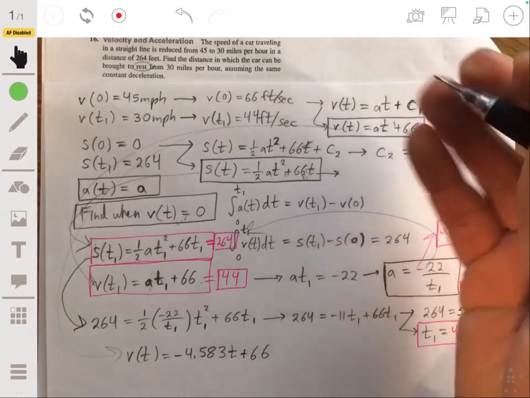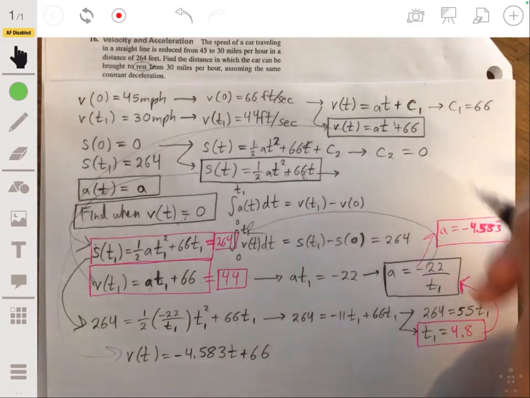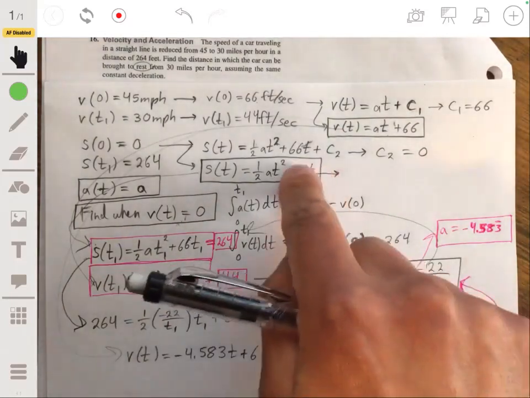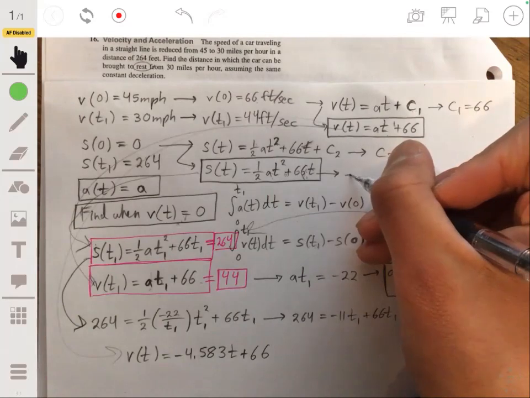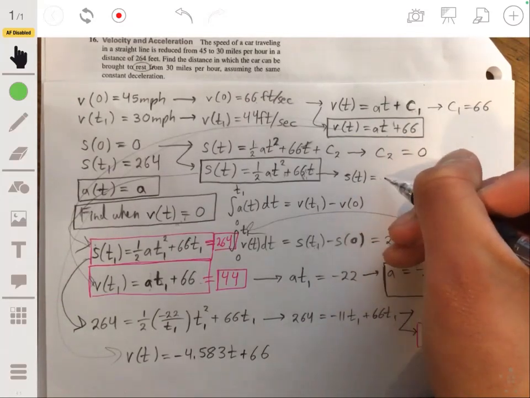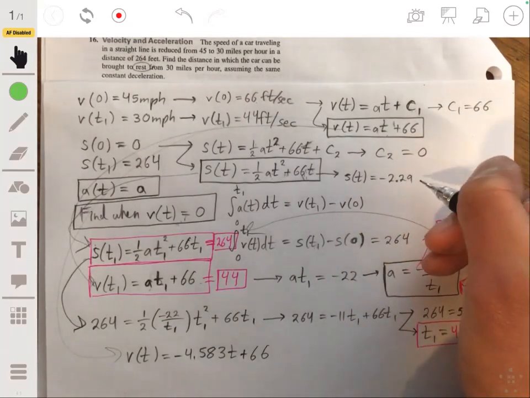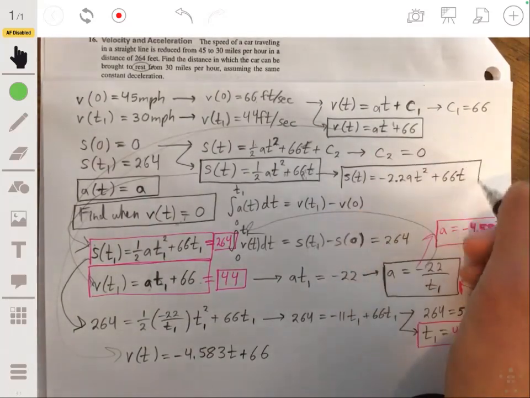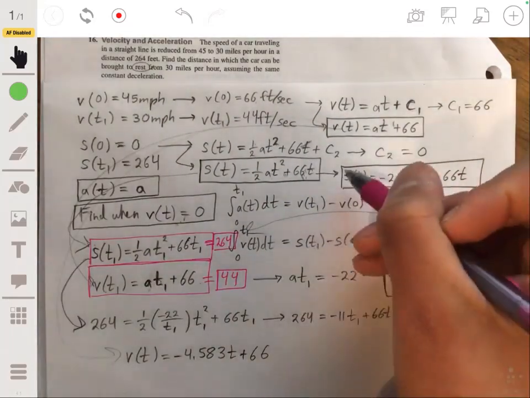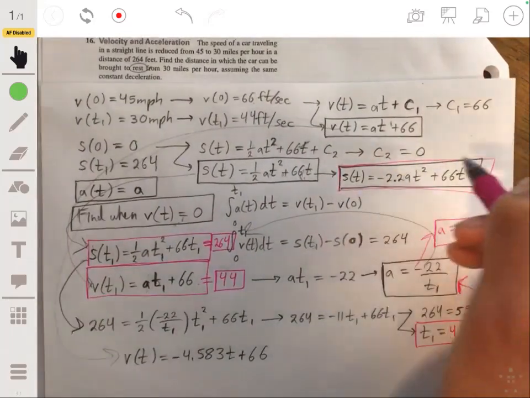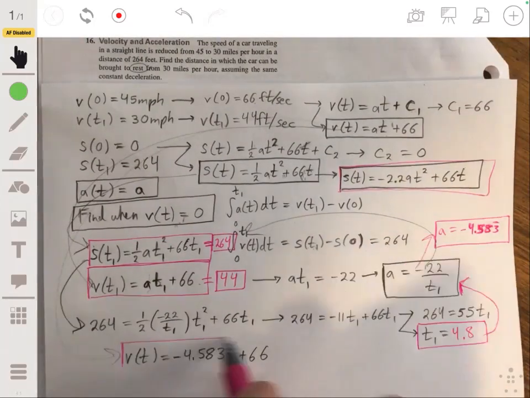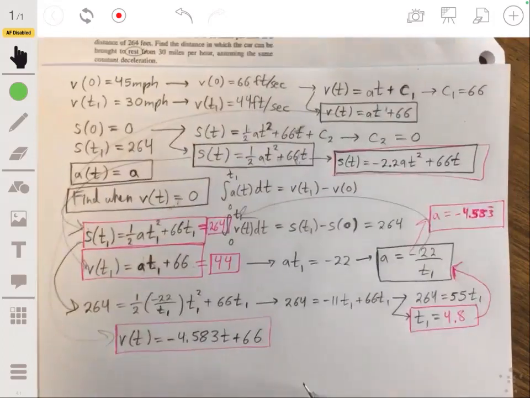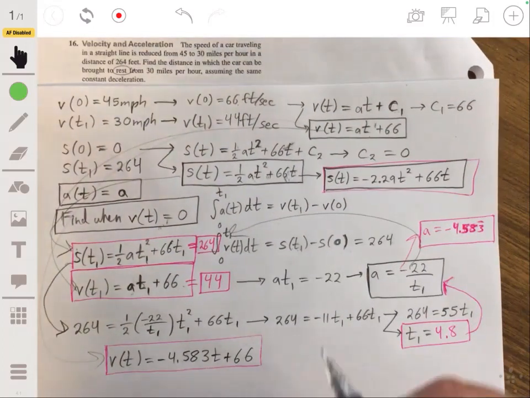So going from here, let's take this one step further. 1/2 times, let's actually fill this in. So then this will leave us with s of t being negative 2.29 t squared plus 66 t. So we have this equation for s of t and this equation for v of t. So now we find when v of t is 0.